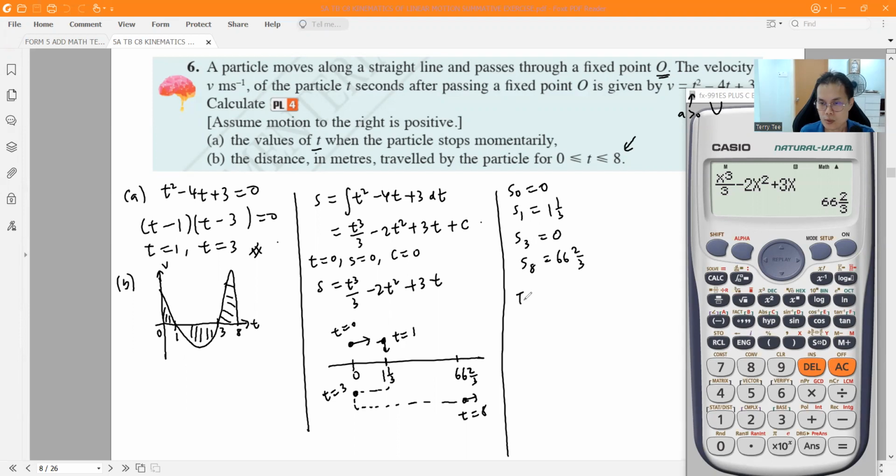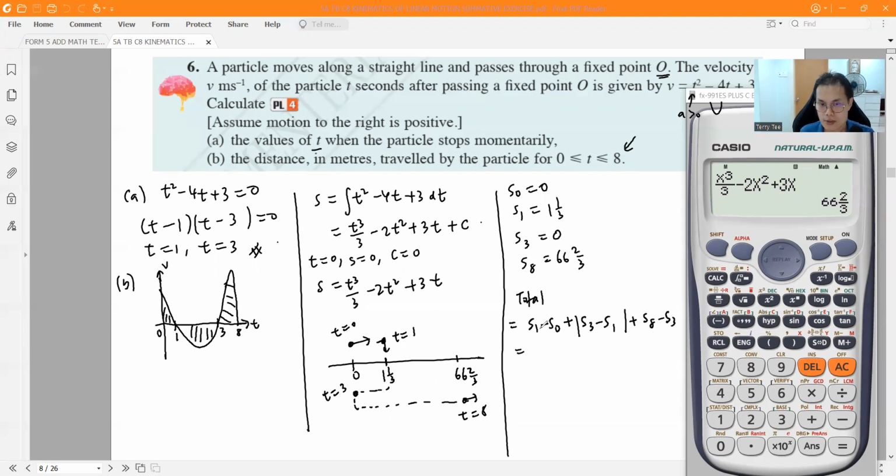So your total distance, we can do it this way. We can say, my total distance is S1 minus S0. Now this one is going to be positive because it's going to the right. Then I plus S3 minus S1. This is going to be negative because it's moving to the left. And then I plus S8 minus S3. This is going to be positive because it's going to the right.